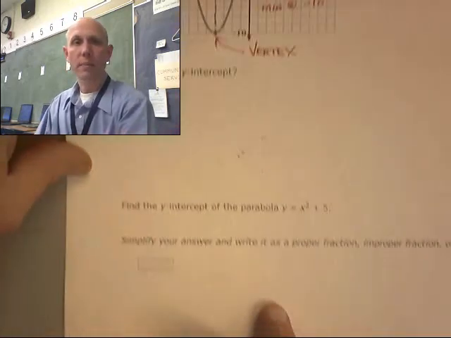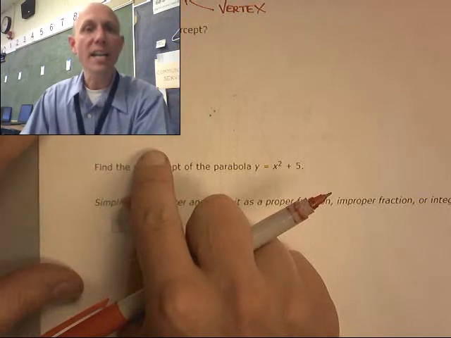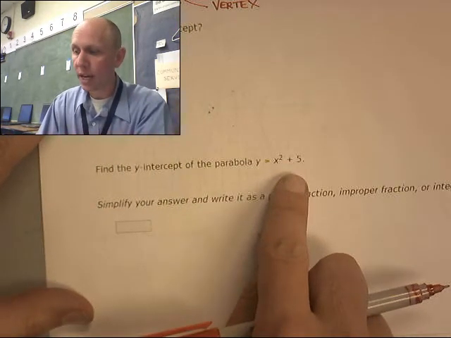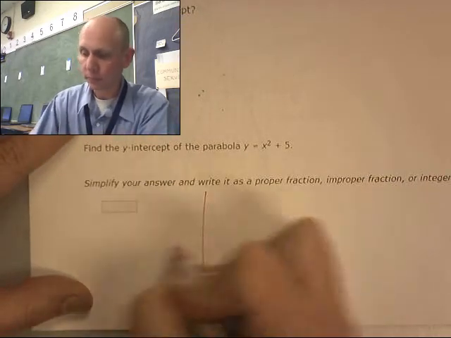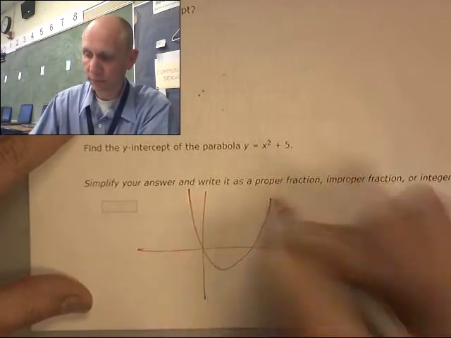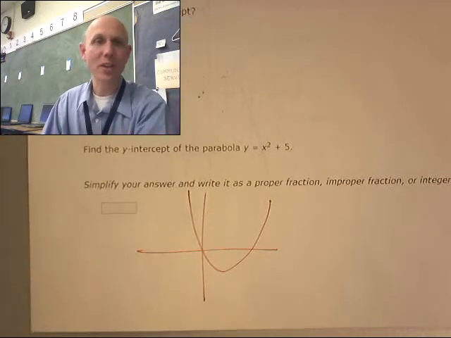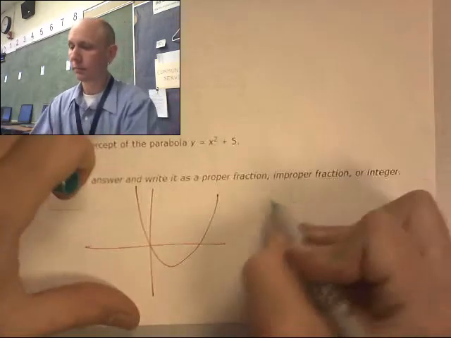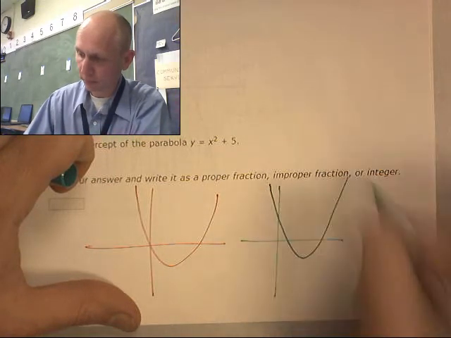And one other type. This is an interesting one. Find the y-intercept of the parabola y equals x squared plus 5. Well, let's draw a picture. That is not a good picture. Let's try another picture that works better. There we go.